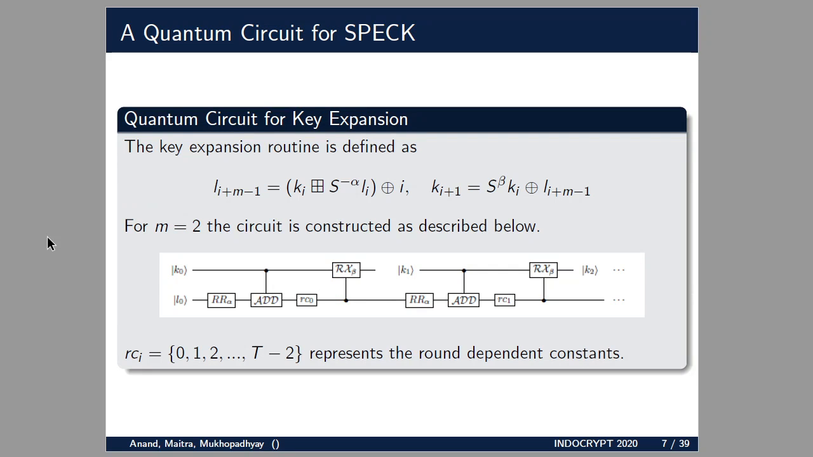Now the quantum circuit for the key expansion. The key expansion routine is defined as this. So for m equal to 2, we have two keywords K0, L0. K0 is used for the first round encryption. The circuit for further round keys is described as given here. First, there is a right rotation on L0, then K0 is added here. Then the round constant is added to L0. This becomes L1 now. This L1 gets added to K0 and we get K1. In the same way we get K2, K3, K4, where R, C, I are the round dependent constants.